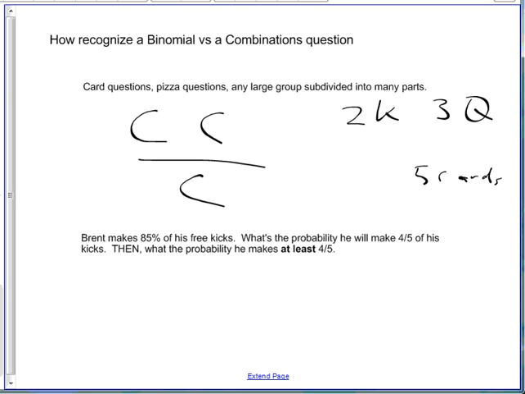It's CC over C. Those of you that are stuck, just try to figure out what the bottom C is, which is always the total.